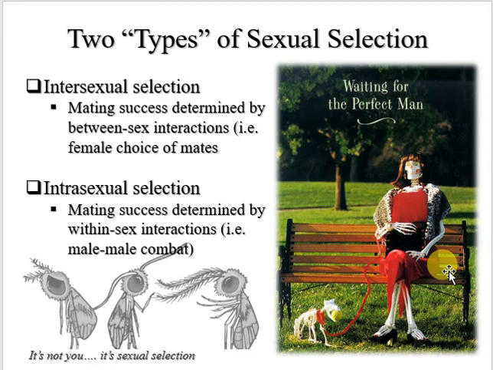Now there's two quote unquote types of sexual selection. You have intersexual selection and intrasexual selection. Intersexual selection is sexual selection that is occurring between two sexes. So it's mating success that's determined by between sex interactions. So, for example, female choice of mates.